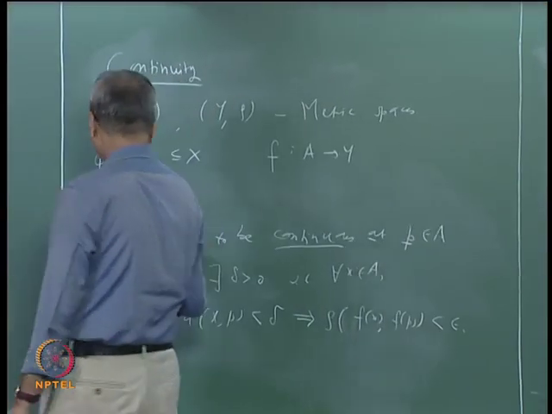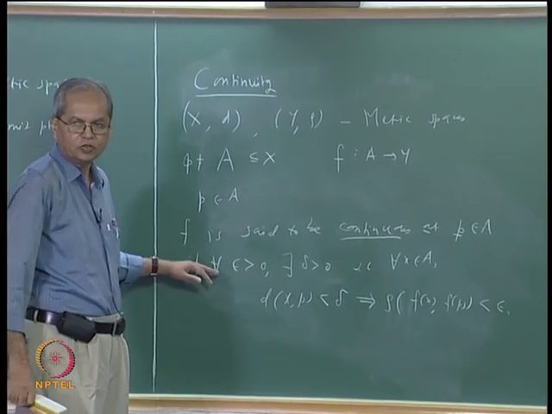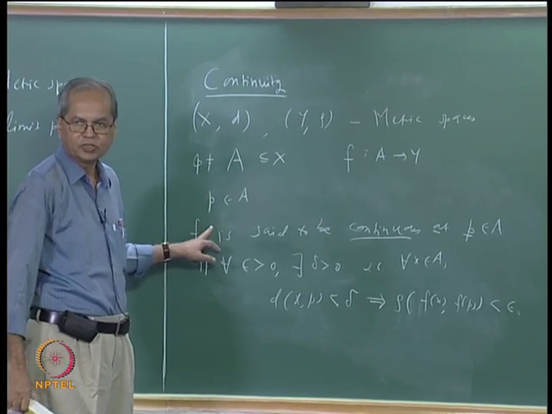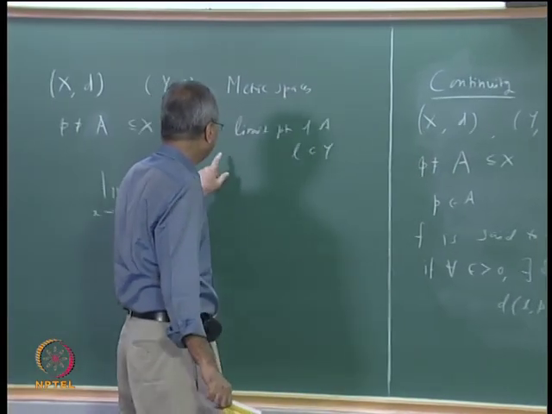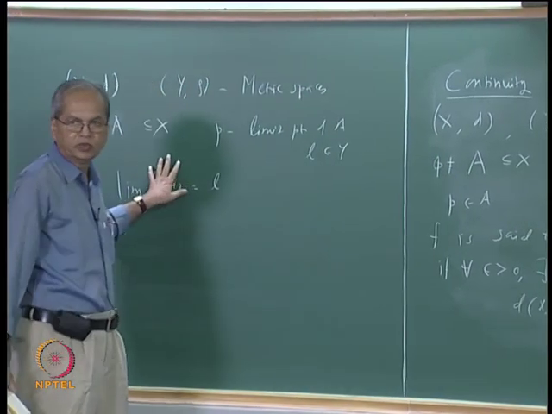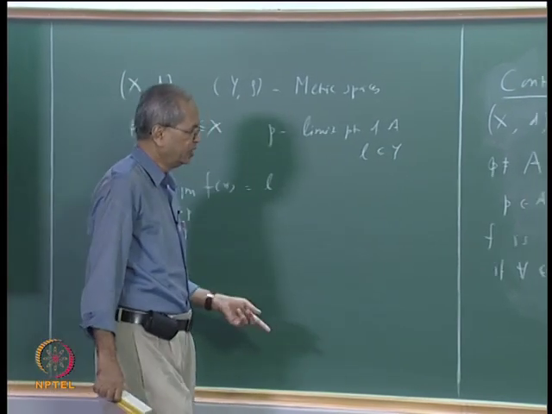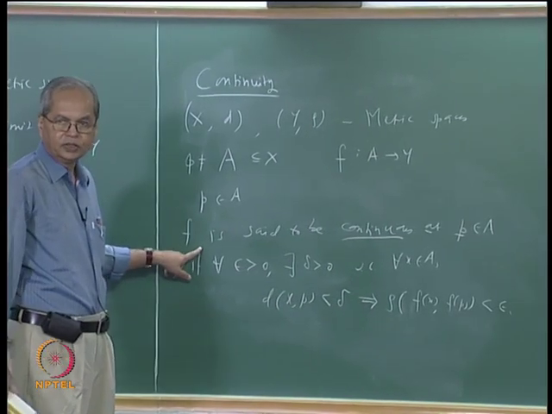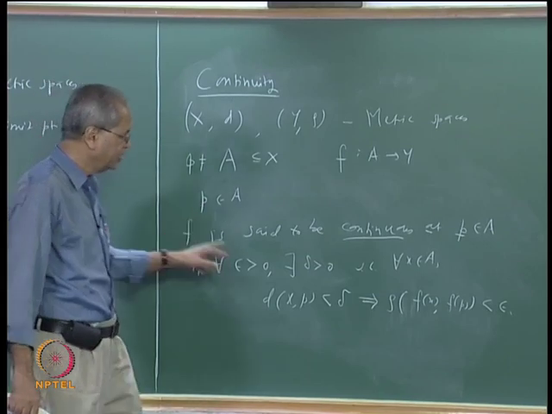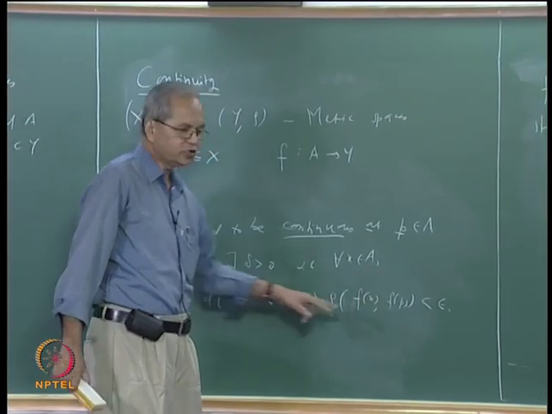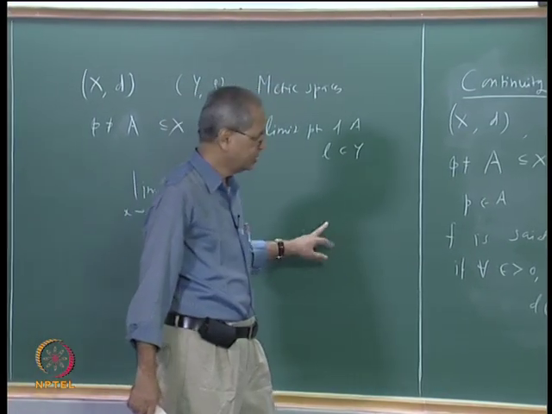You can realize that this definition of continuity and the definition of limit are very closely related to each other, but there are some differences. One difference is that while talking about the limit, this point p need not belong to A. It is enough if it is just a limit point. Whereas for talking about continuity, the point p must be a point of A, and since it is a point of A, we can talk of what is f(p). In case of limit, there is no such thing as f(p). f(p) may not be defined at all. That is the first thing.